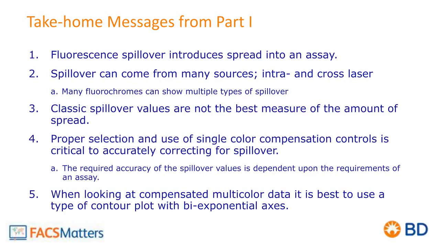So just to review some of the major take-home messages that we had in part one, the first was, as we've mentioned, fluorescent spillover induces a spread into an assay, and we'll talk about that even more today. The spillover can come from many sources, intra and cross laser, and fluorochromes can show multiple types of spillover, so different aspects of the fluorochrome's characteristics can contribute to the amount of spillover it shows. The other thing we talked about, and we'll see even more so today, is that the classic spillover values that we all are familiar with are in fact not the best measure of the amount of spread. We still use them and people have them on their machines, but I want to introduce you to other ways of thinking about spread.